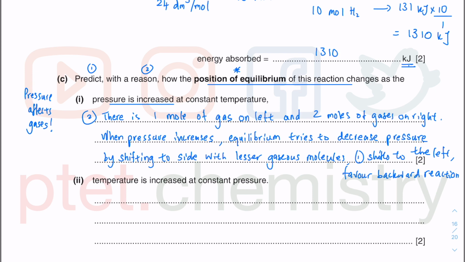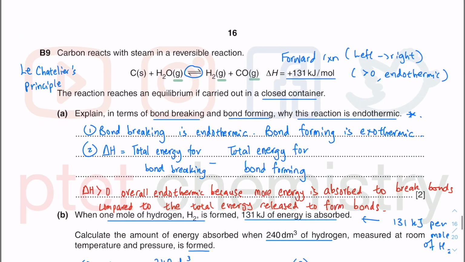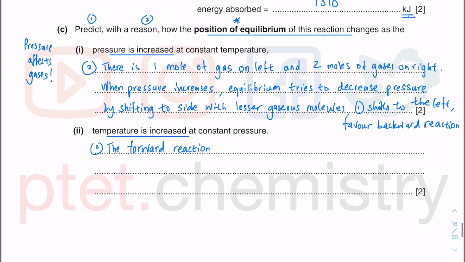On to the next bit of the question. What happens when you increase temperature? Now this is at constant pressure, so we don't look at moles of gases. Instead, when we talk about temperature, we need to talk about whether the forward reaction is exothermic or endothermic. In an earlier bit of the question, we were told that the forward reaction is endothermic. We were asked to explain why the forward reaction was endothermic overall, and we did just that. Being a positive enthalpy change, it's endothermic, so the forward reaction is endothermic. We start off from there.